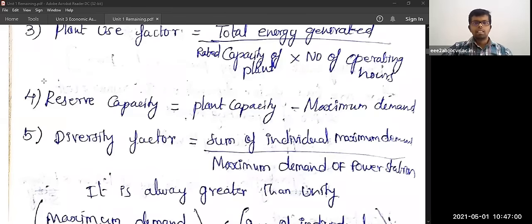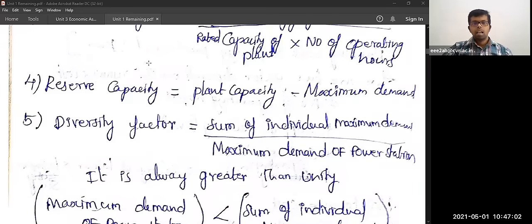Next is reserve capacity. Plant capacity minus the maximum demand is nothing but the reserve capacity. This is the reserve capacity.